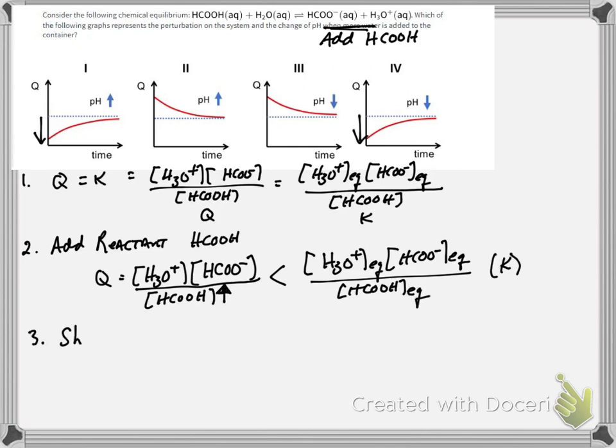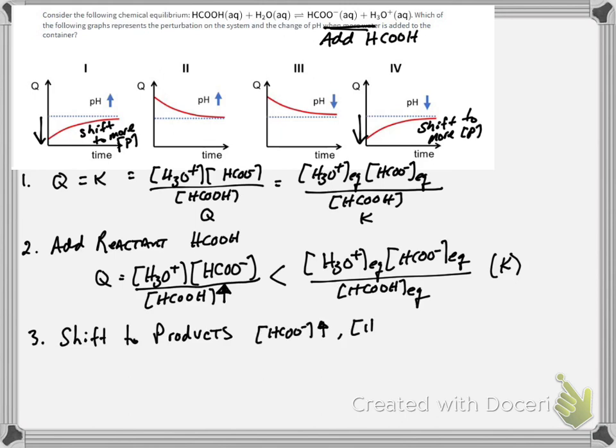And so that gives us 1 and 4 again. We have to shift to products. We always shift away from what we added. So if you add a reactant, you shift to products. More products mean more HCOO minus, more H3O plus. By doing so, that's how we reestablish equilibrium. So in the shift, the reactants went down. Initially it went up because we added it, but then we shift and it goes down.